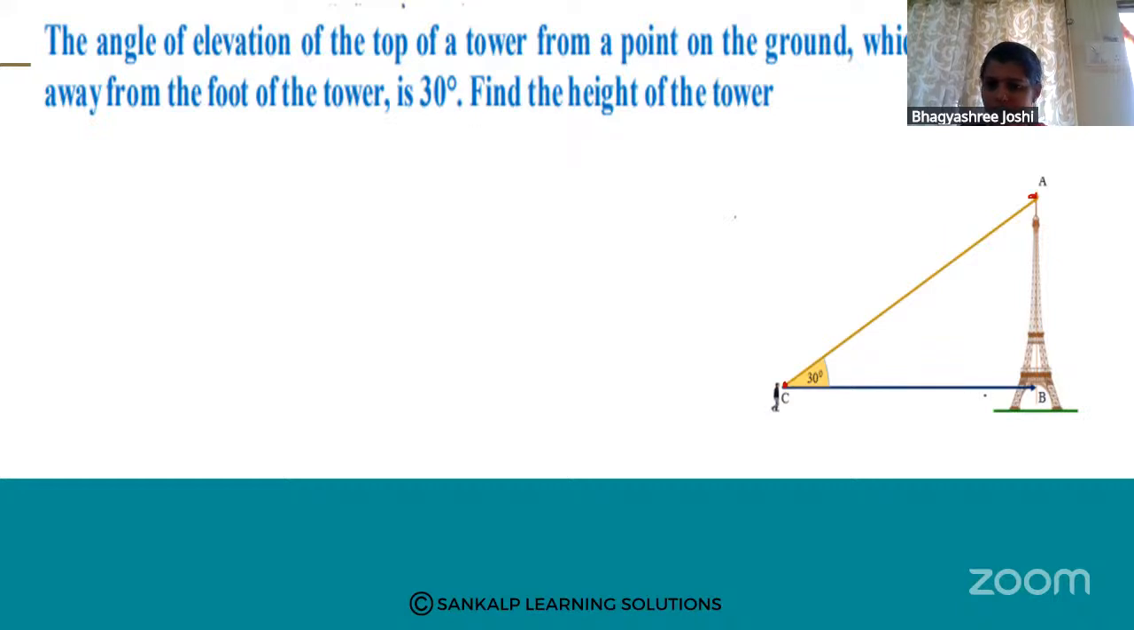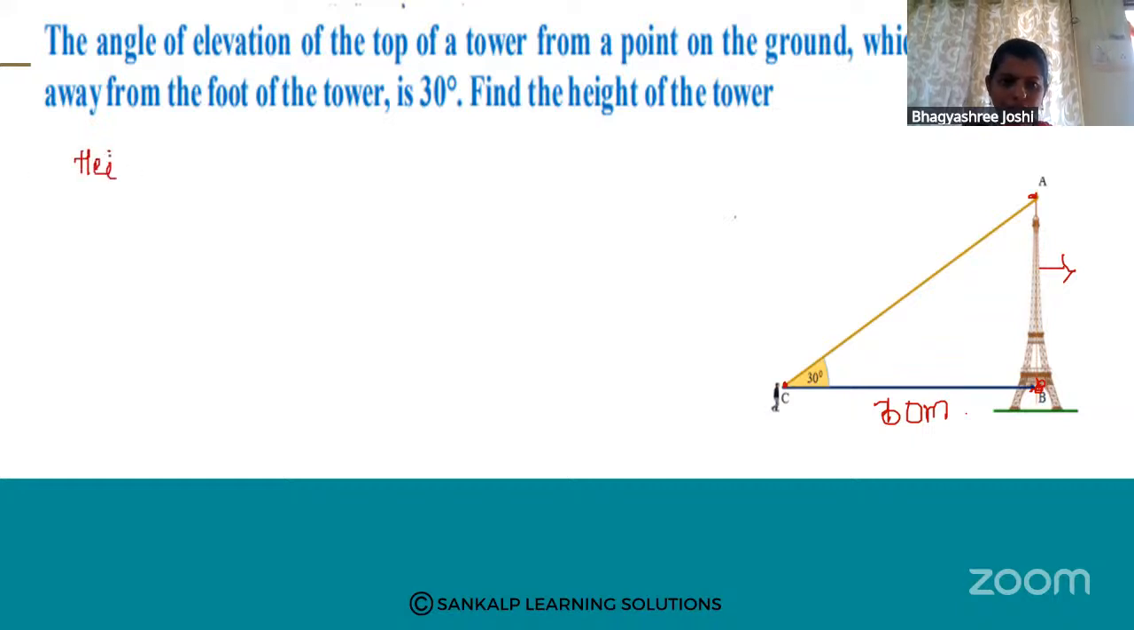BC length they have given. The angle of elevation of the top of a tower from the point on the ground, which is 30 meter away. That means angle of elevation is here, and this is the top of the building. So this length they have given, that is 30 meter. So we need to find out the height of the tower, that is AB.